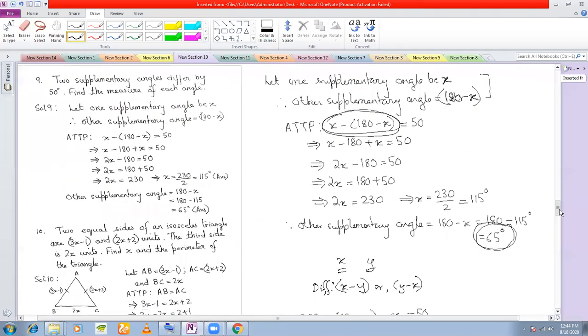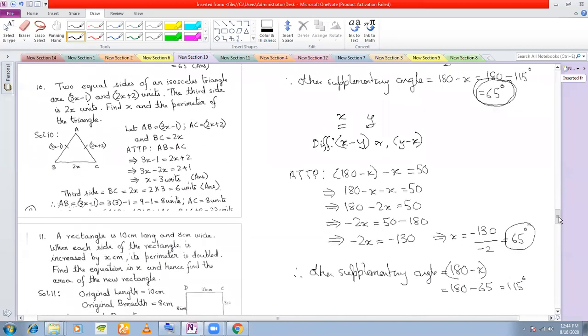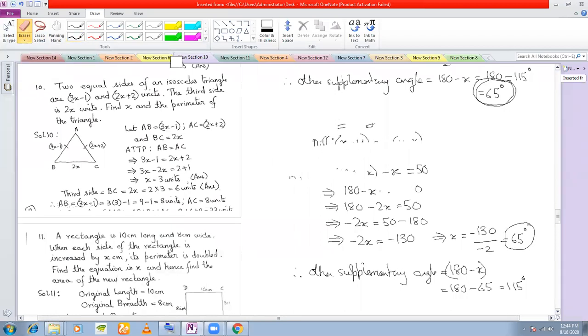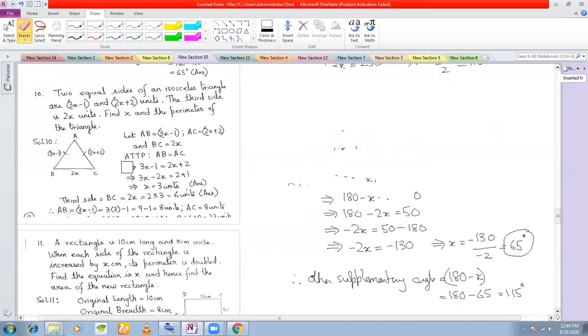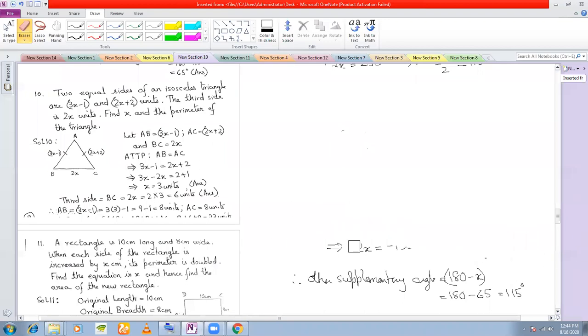Let us try out the other one, number 10. Let me erase this. Question here is, two equal sides of an isosceles triangle are 3x minus 1 and 2x plus 2 degrees. What is the definition of an isosceles triangle? A triangle in which the length of any two sides are equal. Any two sides are equal, then it is called an isosceles triangle.